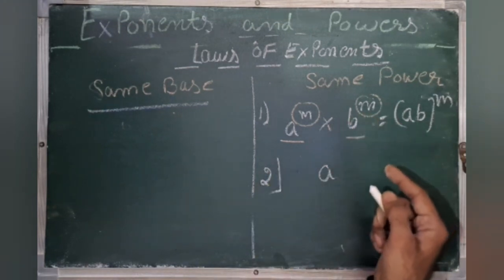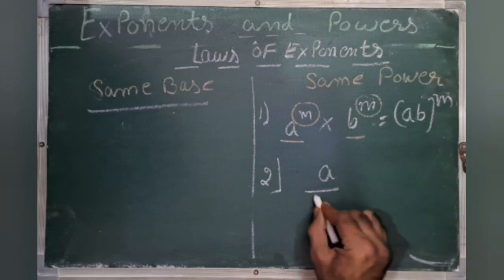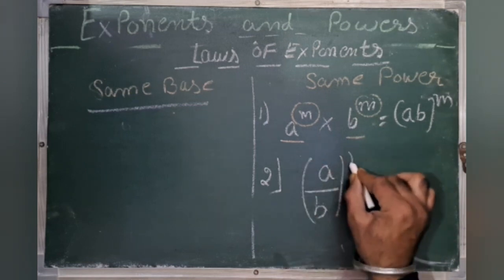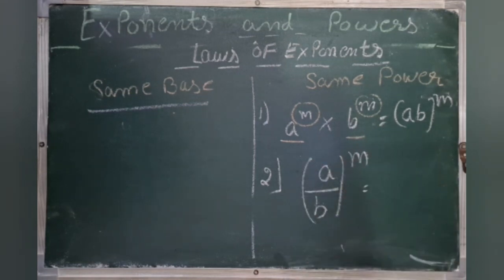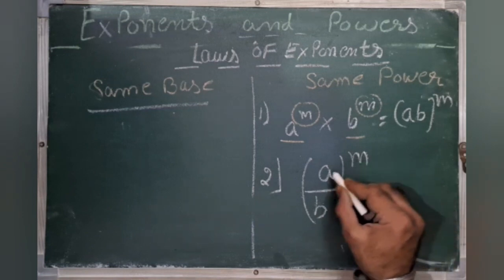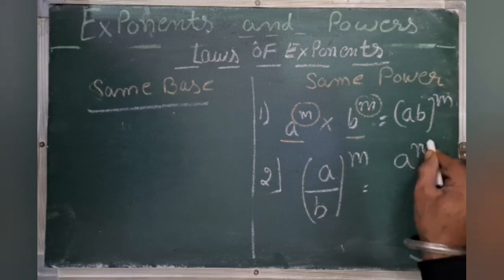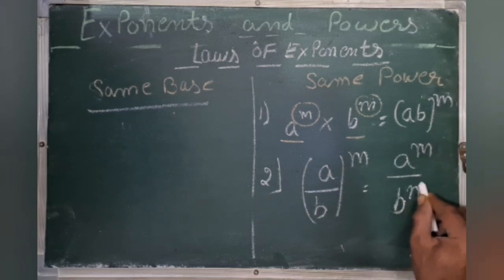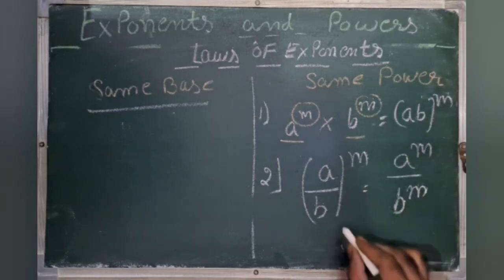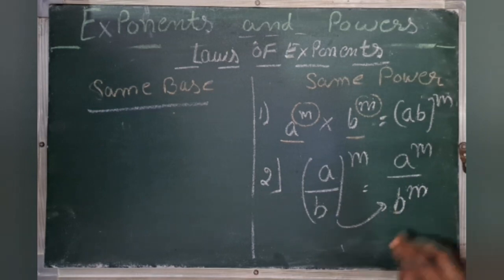In this, the power is same. So base is different. How can we write this? We can write a power m and b power also m. Sometimes we convert this into this and sometimes we convert this into this. It depends on our question.